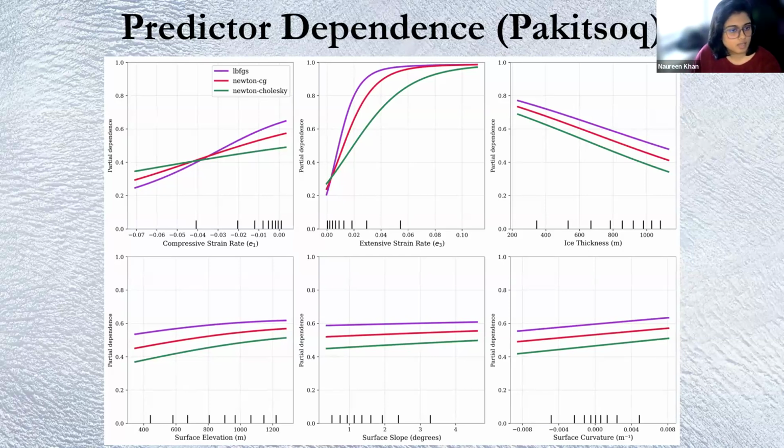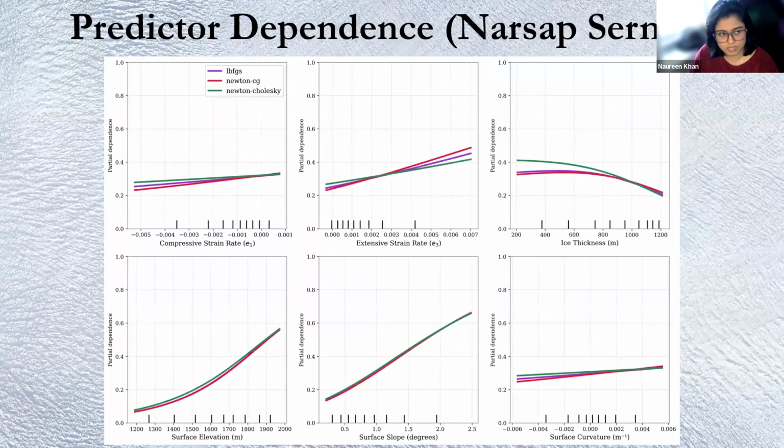So each of these plots shows each of the individual predictors, and on the y-axis we have the probability of crevasses. It seems that for Pakitsoq, the principal strain rates play a very strong role in terms of predicting crevasses.